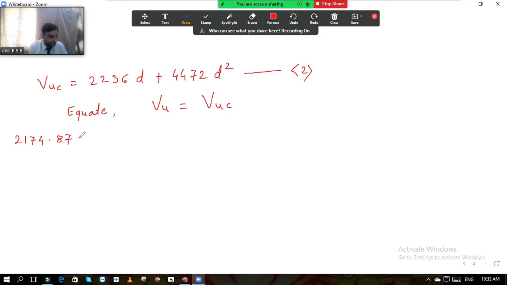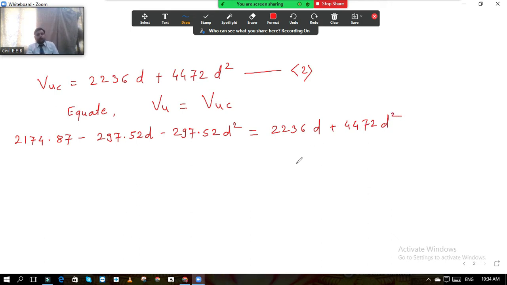Equation 1 is 2174.87 minus 297.52d minus 297.52d square, which must be equal to 2236d plus 4472d square. Okay, now we have equated. Now you have a single equation in which d is unknown, so solve this equation and calculate the value of d and let me know the answer. I will wait for your answer.